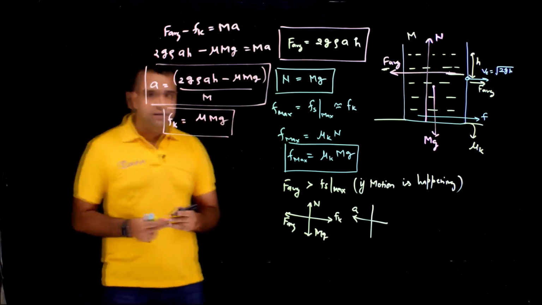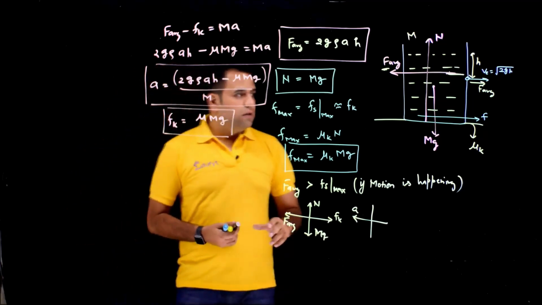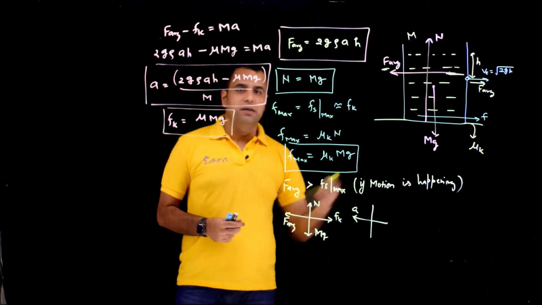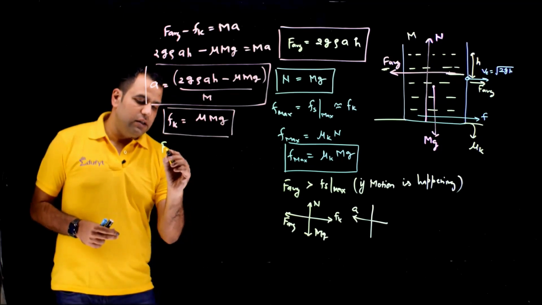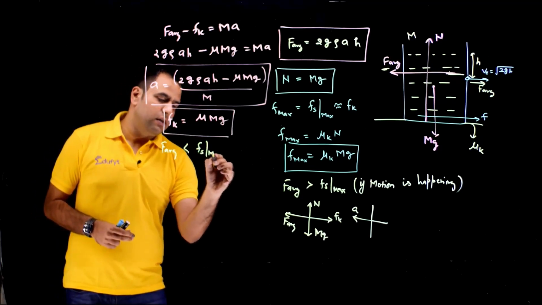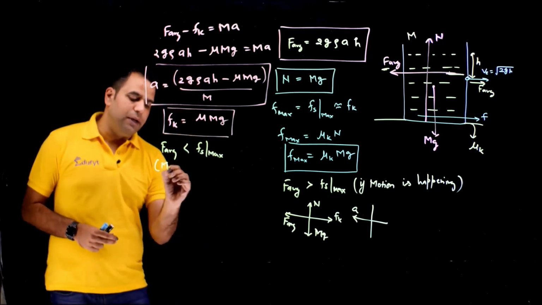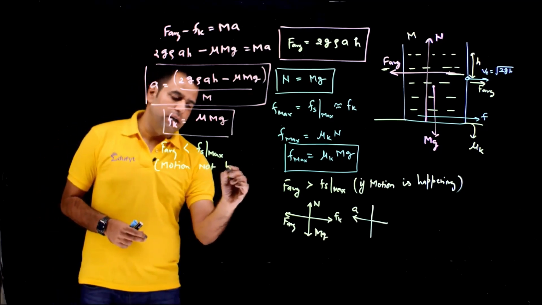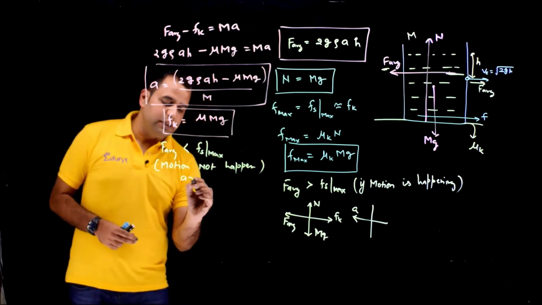This is the first case, when the average force applied due to the impulsive force is more than the maximum friction available. If the average force is less than Fs max, in that case motion will not happen, and the acceleration for this system will be 0.